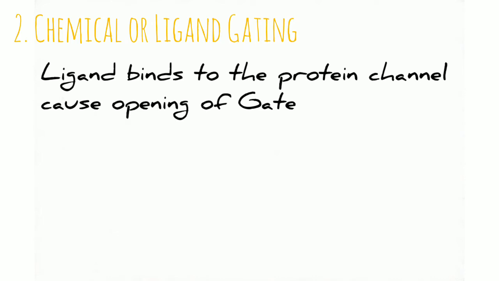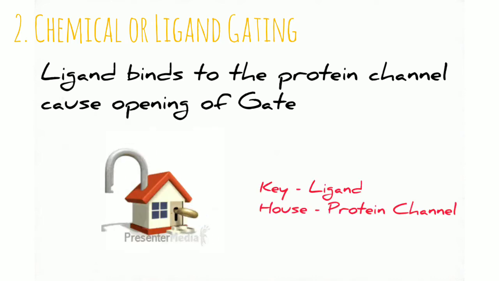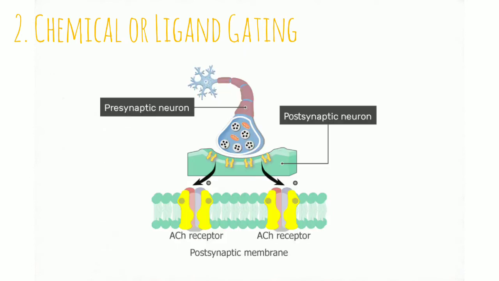The second type of gating is chemical gating or ligand gating. Protein channels are opened with binding of another molecule called a ligand to the protein that acts as a receptor. For example, in the neuromuscular junction, the nicotinic cholinergic receptor channel is present at the postsynaptic membrane. Acetylcholine released at the nerve binds with this receptor and opens the ion channel.